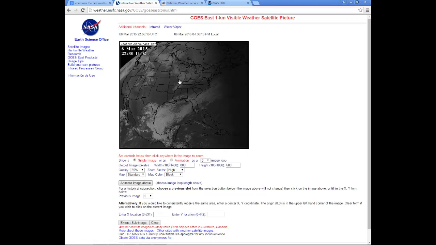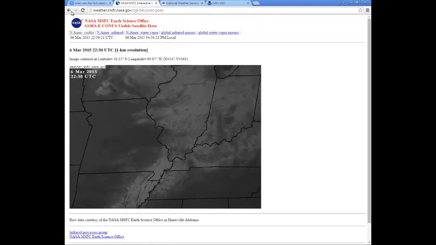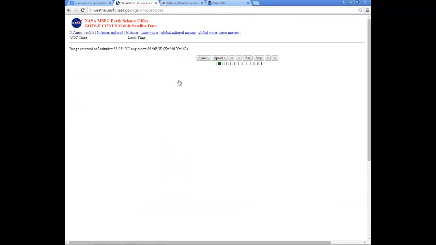You can do a single image. Just click on the sector you want to look at, and it'll bring up a single image. Or you can do an animation, and I'll go ahead and do a 12-frame animation here. Good high quality and a high zoom factor. When I make the image large here, hopefully my computer can keep up with showing you this satellite loop and also recording as well.